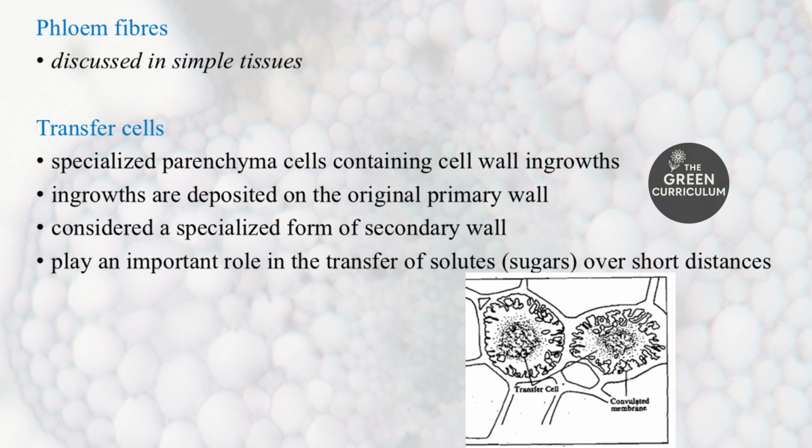The terminology associated with complex tissue is transfer cells. Transfer cells are specialized parenchyma cells that have inner cell wall ingrowths, similar to the cristae in mitochondria. These ingrowths are deposited on the primary cell wall, so they are considered a special secondary wall. The main role of the transfer cell is short distance transport of sugar or solutes. So this is about phloem.